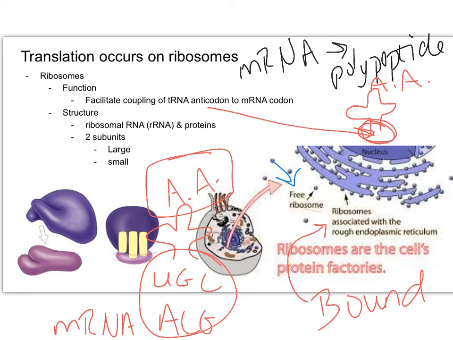Ribosomes are made out of rRNA, or ribosomal RNA, and proteins, and they have 2 subunits. They have a large subunit and a small subunit. When the ribosome is not actively doing translation, those 2 subunits are found separately. When messenger RNA arrives, they will actually come together. You can see the large subunit here, and the small one is this lighter purple. Then when the messenger RNA arrives, they form into one larger, fully functioning ribosome.